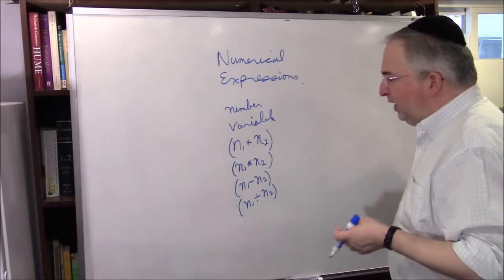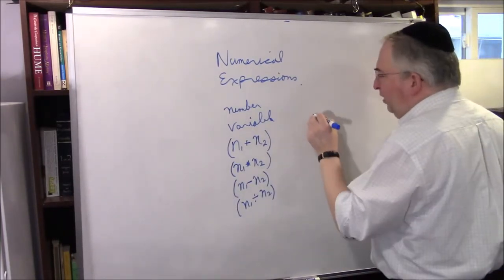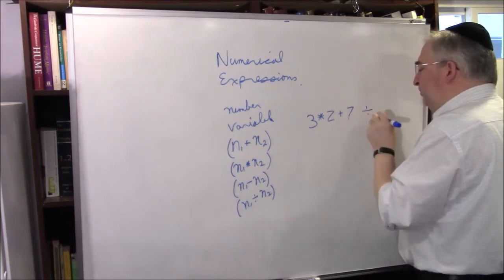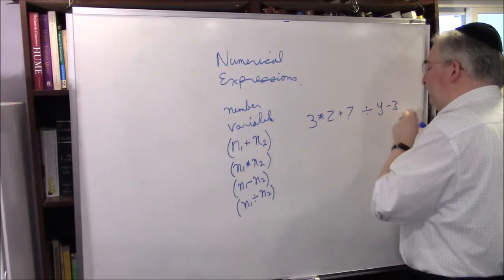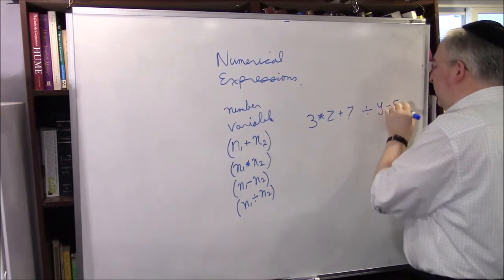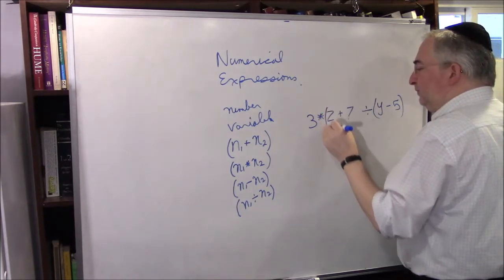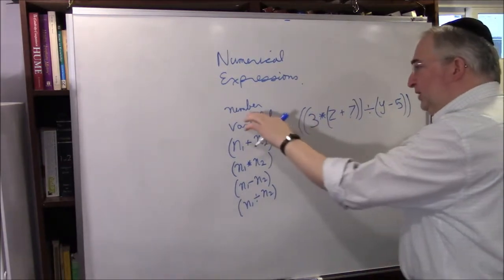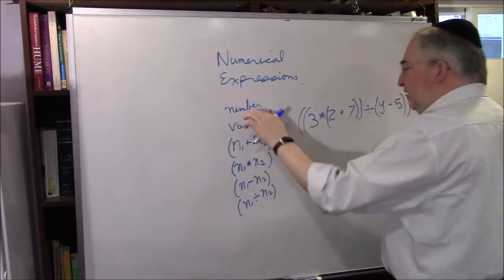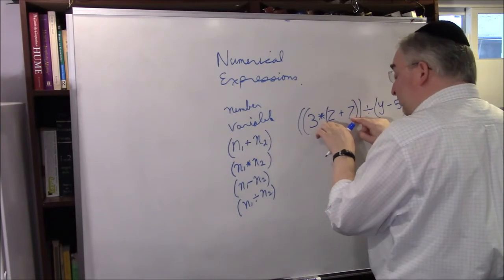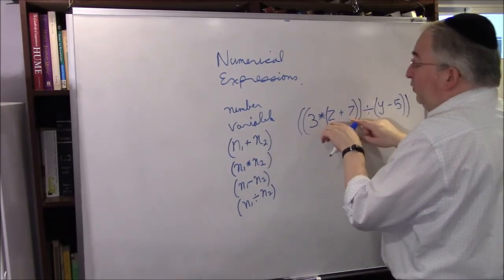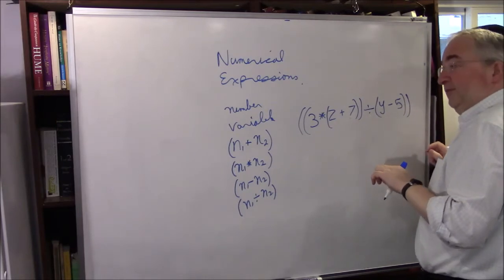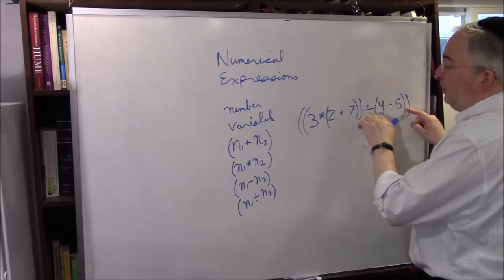Okay, that's great. And then if I write down a numeric expression like 3 times z plus 7 divided by y minus 5, basically 3 is a number, z is a variable, 7 is a number. Since z is a numeric expression and 7 is a numeric expression, we can add them. This becomes a numeric expression. This becomes a numeric expression. y is a variable. 5 is a number. Minus is an operation, so this becomes a numeric expression, etc., etc.